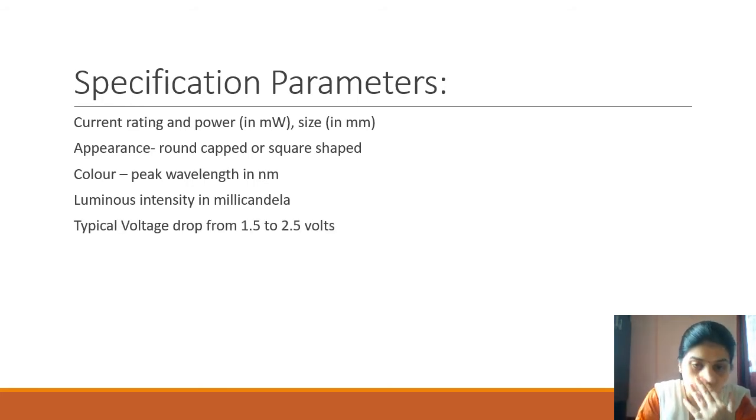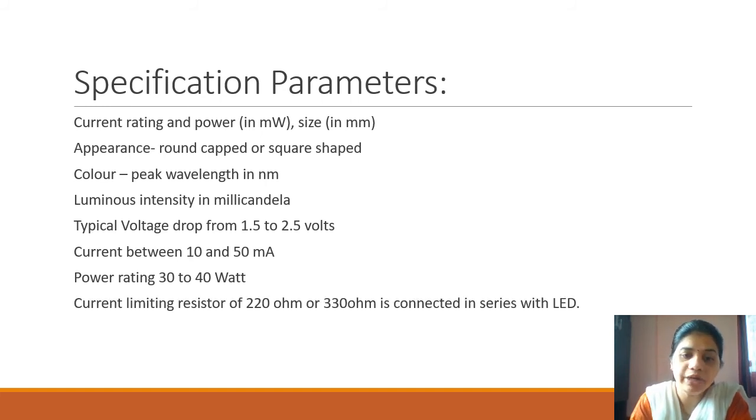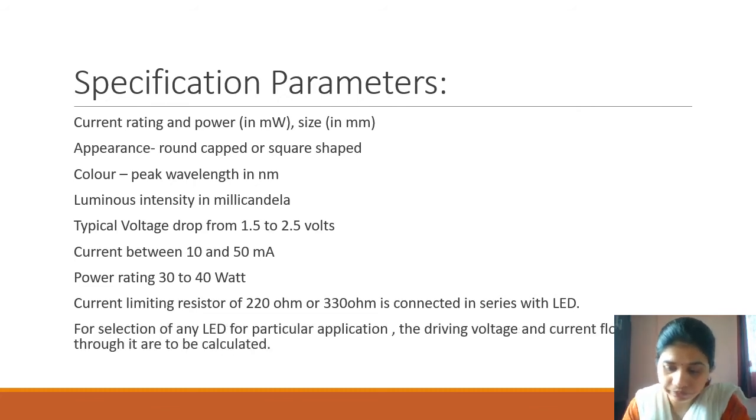Typical voltage drop is from 1.5 to 2.5 volts. Current is between 10 and 50 milliampere. Power rating is 30 to 40 watt. A current limiting resistor of 220 ohm to 330 ohm is connected in series with the LED for avoiding damage to the LED. For selection of any LED for a particular application, the driving voltage and the current flowing through it are to be calculated. So this is all about the specification parameters of the LED.